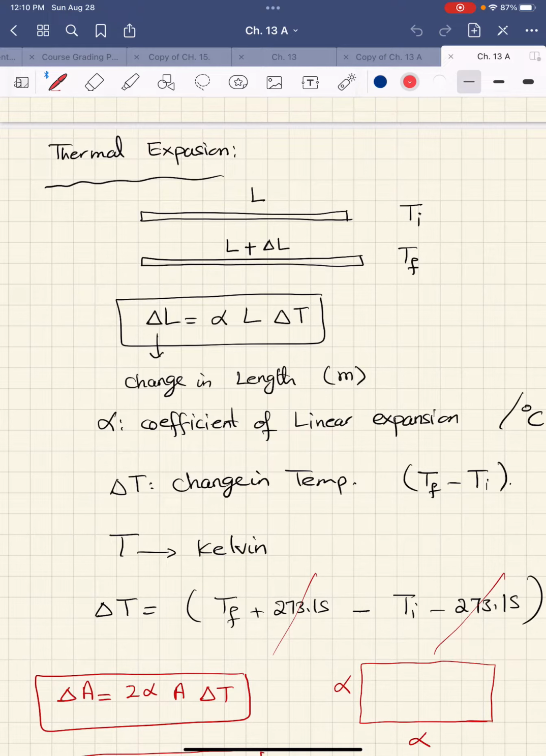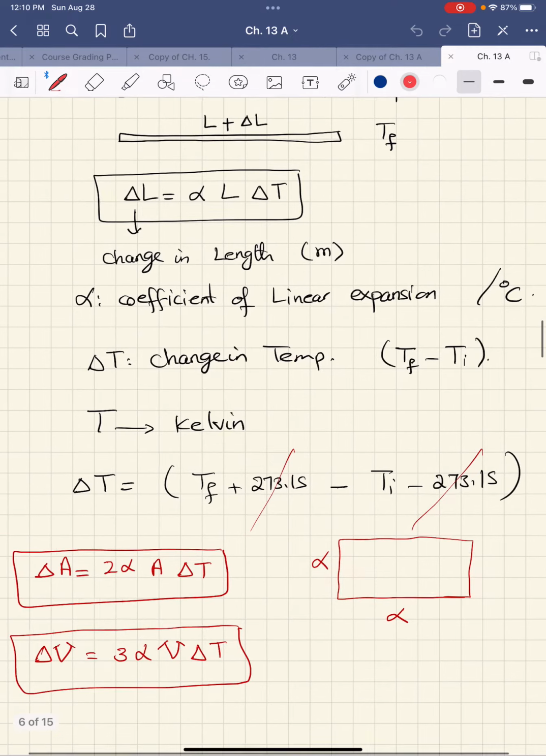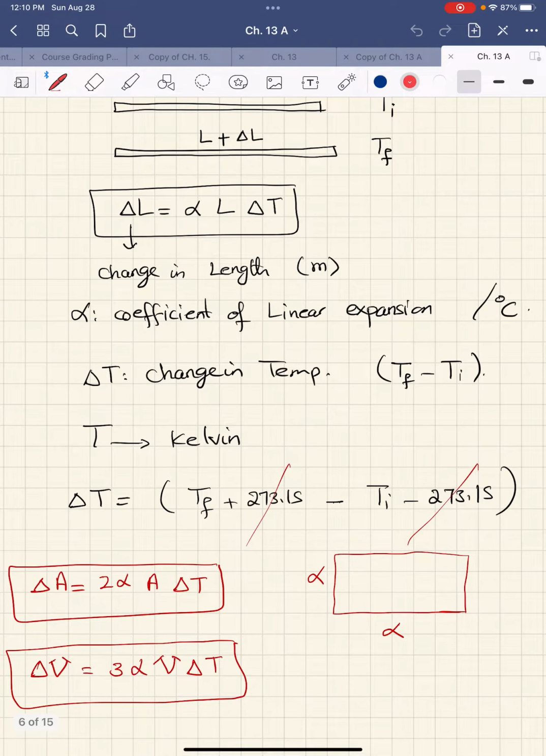Okay, delta L is the change in length in meters. Alpha, we call it the coefficient of linear expansion, and it has the units of per degree Celsius. This coefficient is different for different materials. Delta T is the change in temperature, and always is going to be T final minus Ti.